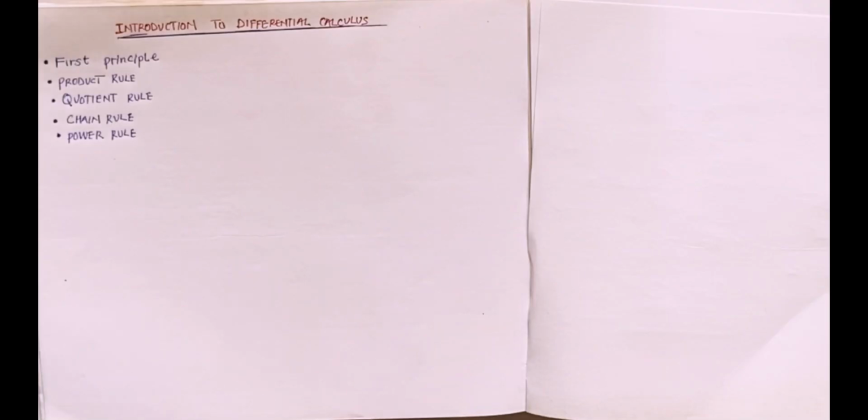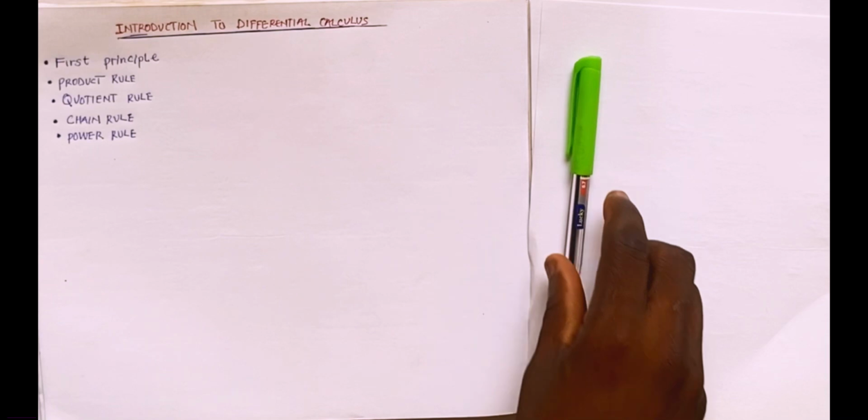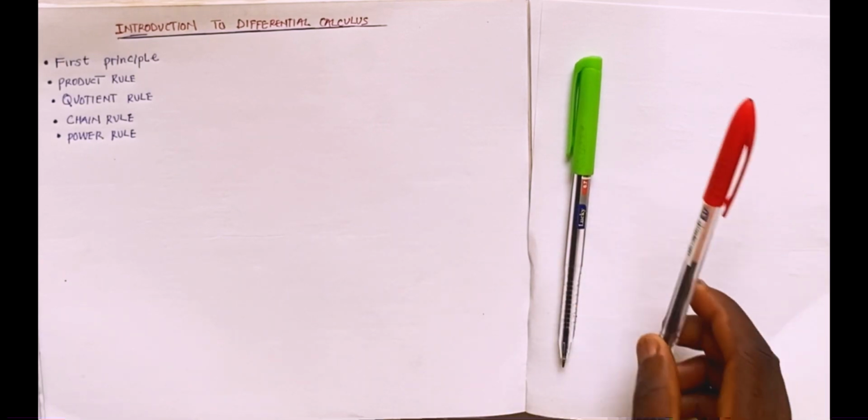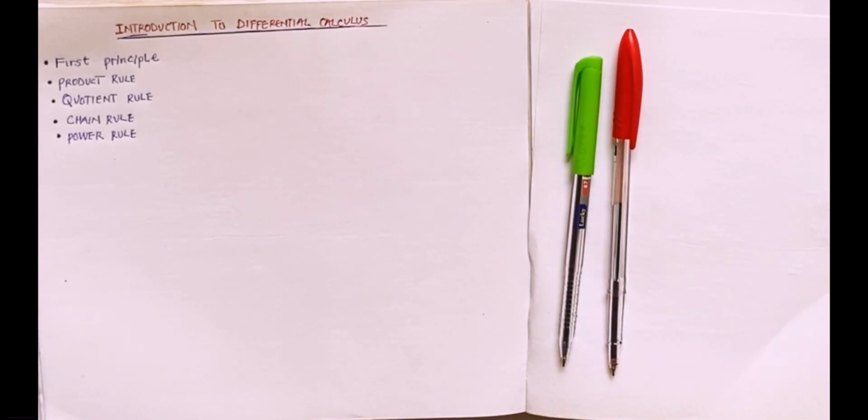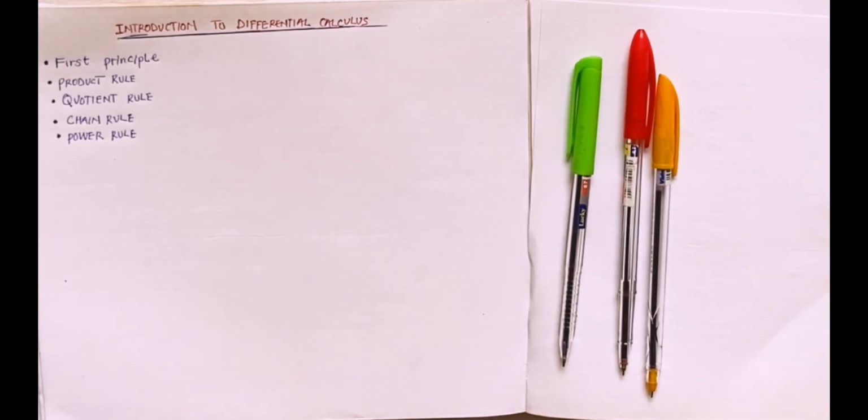We have different types of rules that are applicable to different differentiation problems. The first one is the first principle, which is a general method. We also have the product rule, the quotient rule, the chain rule, and also the power rule, right? I will try my best to explain each and every one of them, and give you examples.